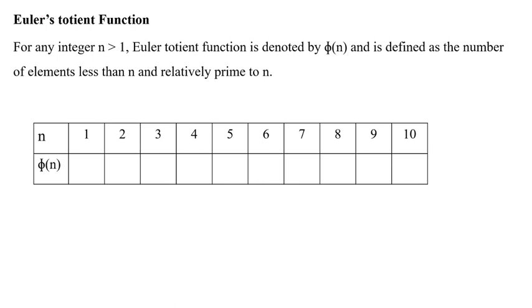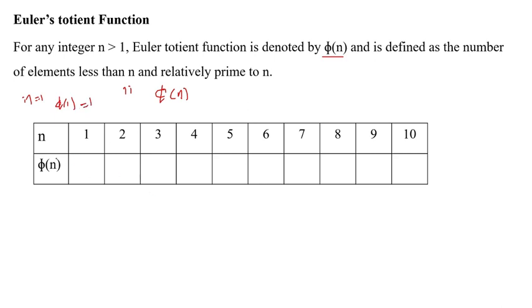Our next topic is Euler-Totient function. We start with the definition. For any integer n greater than 1, Euler-Totient function is denoted by phi of n and is defined as the number of elements less than n and relatively prime to n. That is, for any integer n, we define phi of n as the number of elements less than n and relatively prime to n. For n equal to 1, we define phi of 1 as 1.